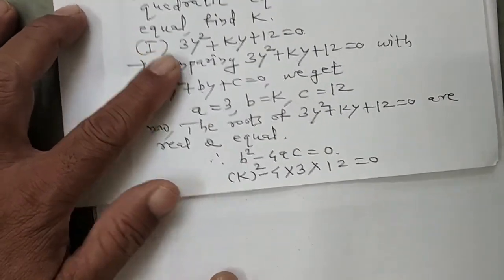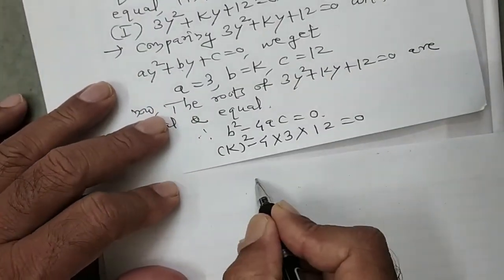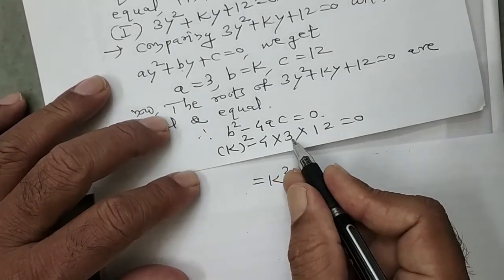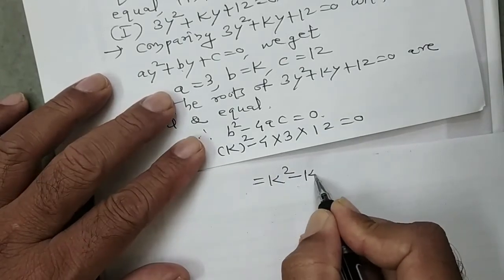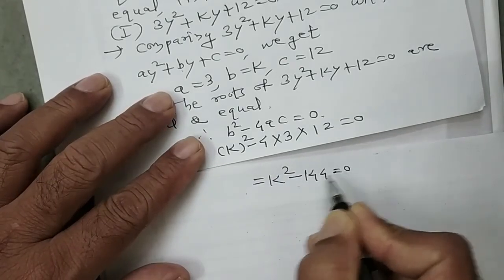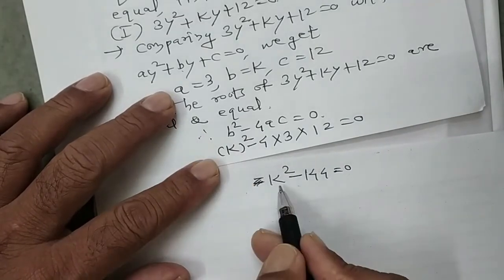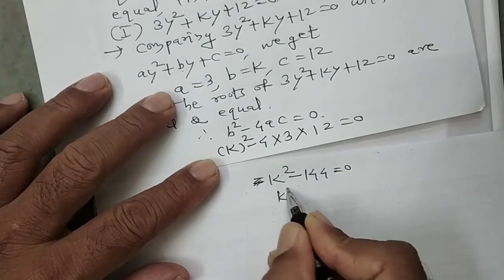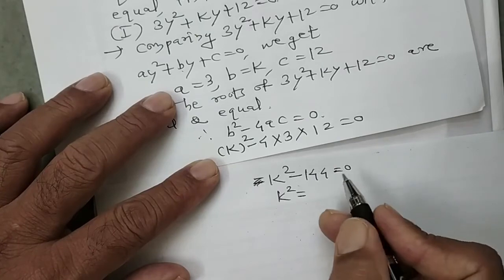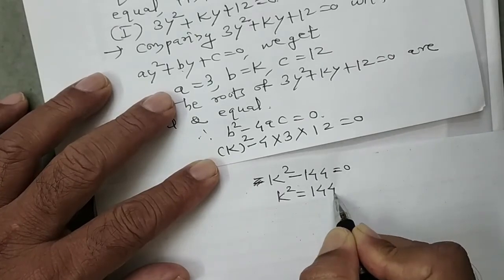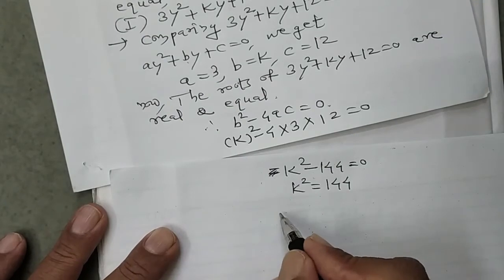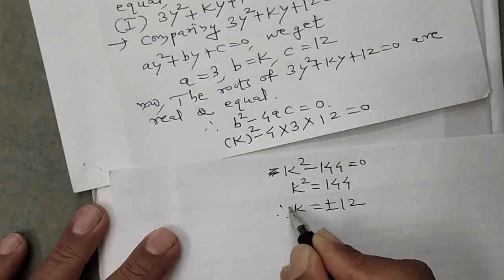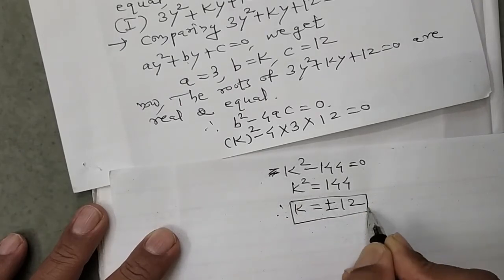Now k square minus 4 into 3 into 12, 12 into 12 is 144, is equal to 0. Now here k square minus 144 equal to 0. Therefore k square is equal to, minus becomes plus, 144. Now taking square root, therefore k is equal to plus or minus 12. This is the value of k.